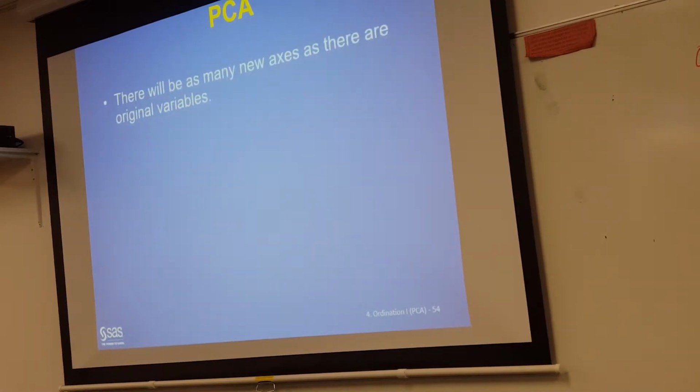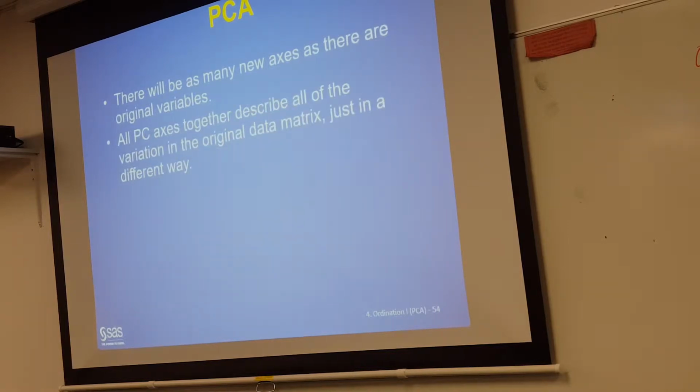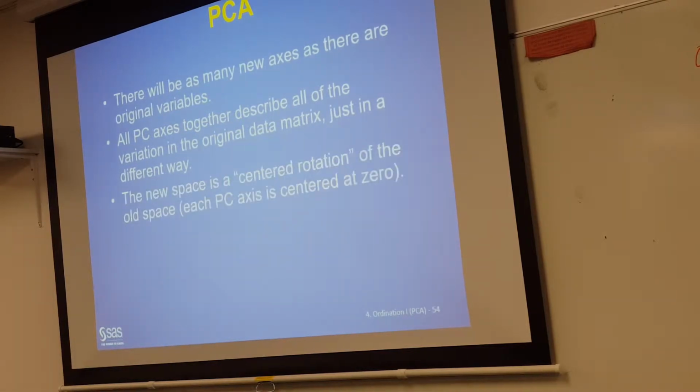So in theory, you've got as many axes as you do original variables, right? And if you use all of the PC axes, all you've done is take a data cloud and draw a new set of axes through it. So of course, you're going to describe all of the variation, just like you had before. But the new space is centered according to the center of the data cloud. It's just a rotation of the data cloud, so that all of your axes are orthogonal to one another.